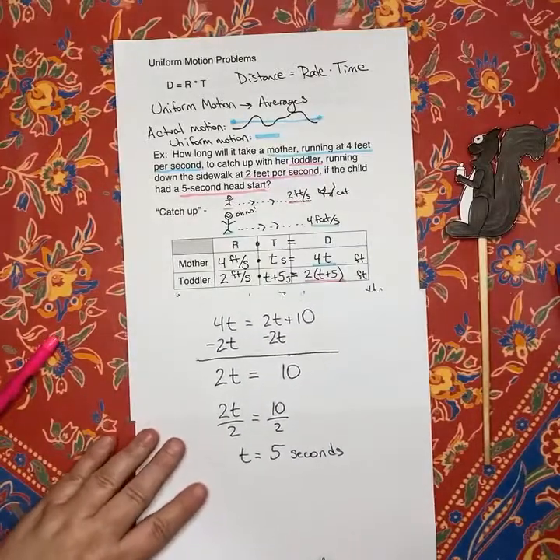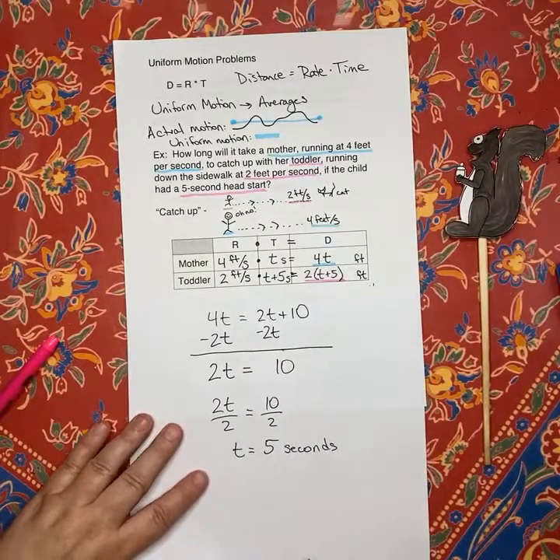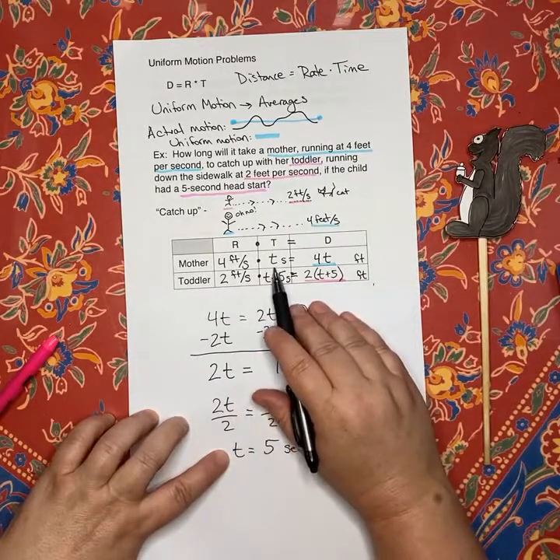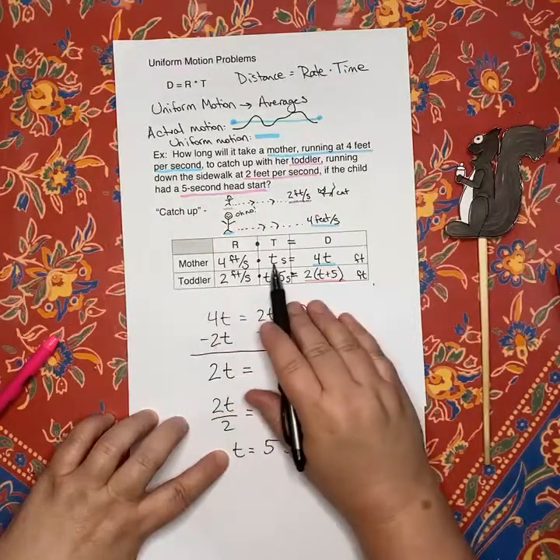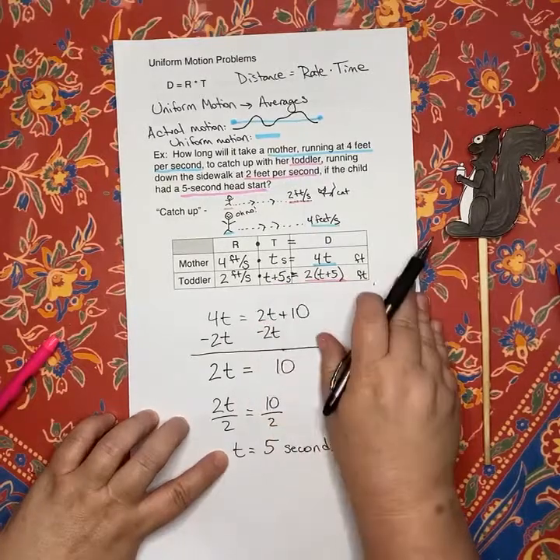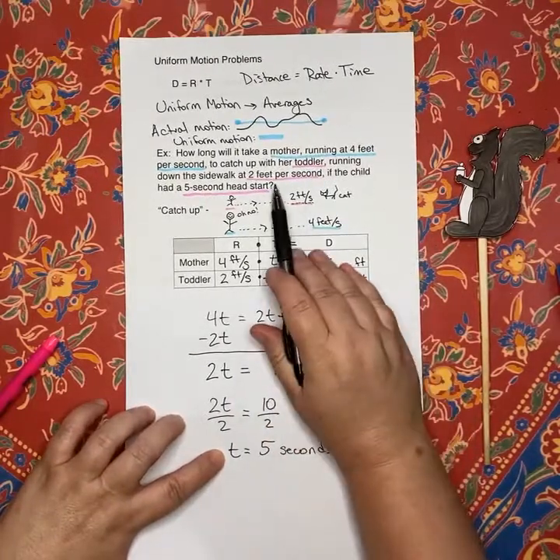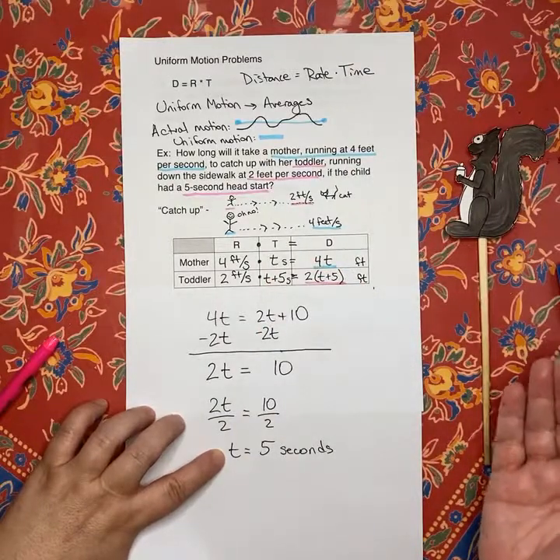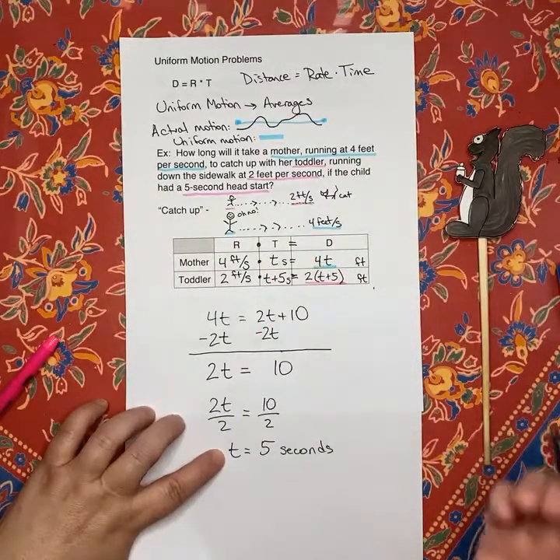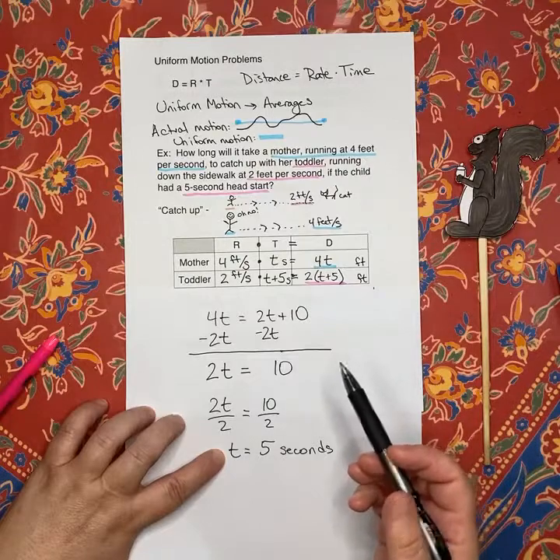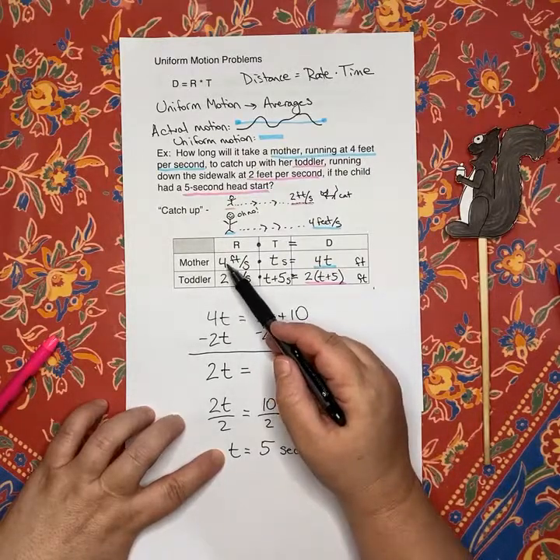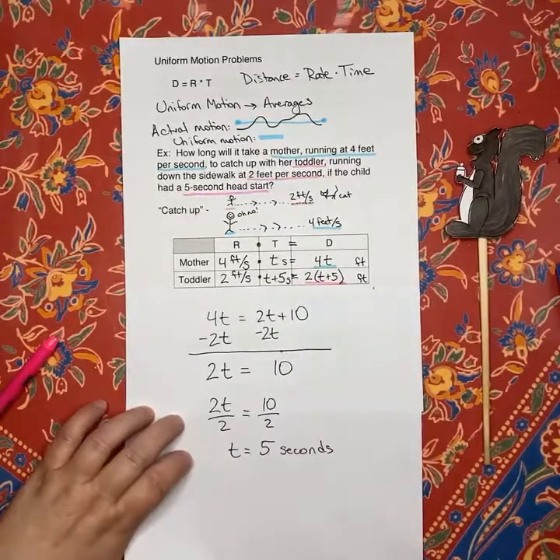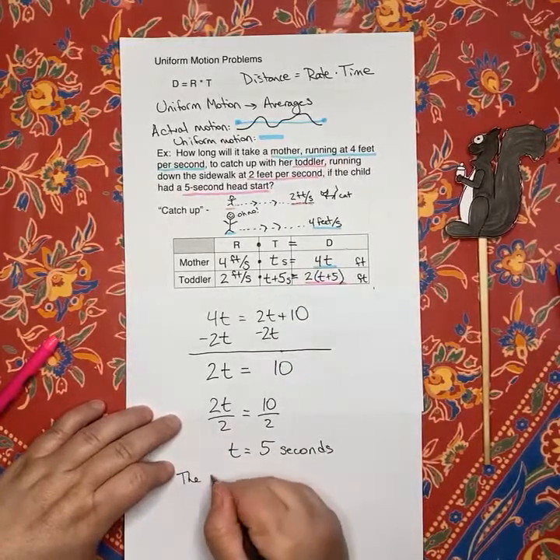Let's look at my chart. Where does the t go? This t, where's t in the chart? It's right there. And in fact, that is how long the mother had to run. So the interesting thing is the kid started running for 5 seconds, and then the mom had to run another 5 seconds to catch up, which is interesting. And I bet that has something to do with the fact that the mother was going exactly twice as fast as the toddler.